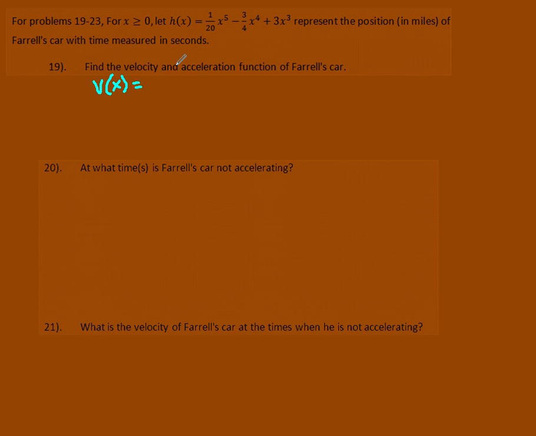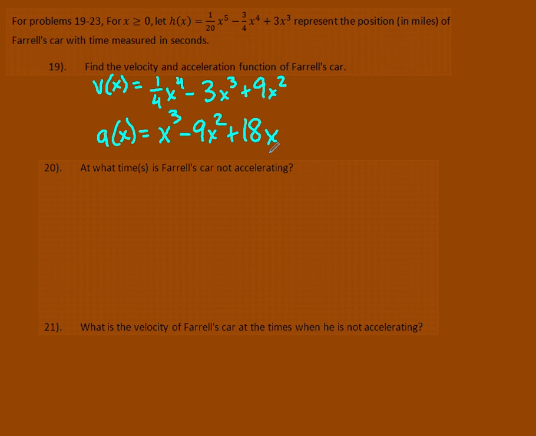Velocity here, this is just going to be a simple power rule, so when I bring the 5 in front, it'll become 1/4 x to the 4th. This will become minus now a 3x cubed, and this will become a 9x squared. The acceleration function is just the derivative of the velocity function, which will become x cubed minus 9x squared plus 18x. At what times is the car not accelerating?